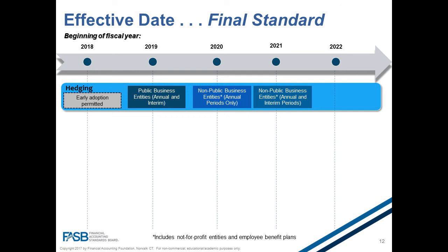Now, for all other companies that aren't public, the guidance is effective for fiscal years beginning after December 15th, 2019, and interim periods beginning after December 15th, 2020. Great, so right around the corner. So it sounds like to me that some companies have a real incentive to adopt early and investors have an incentive to get educated on the new standard.